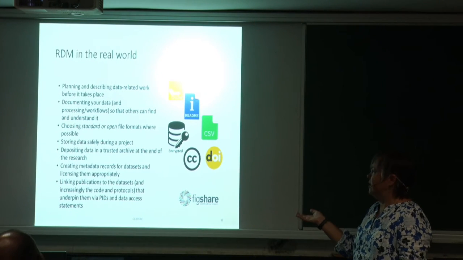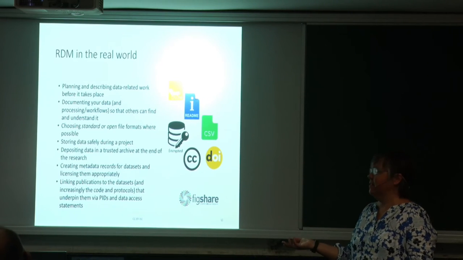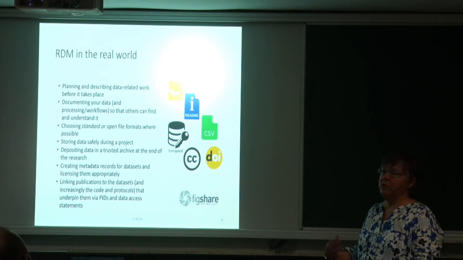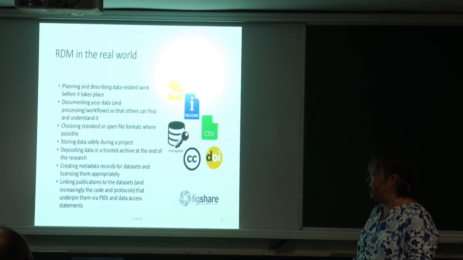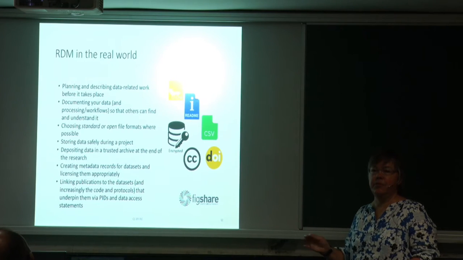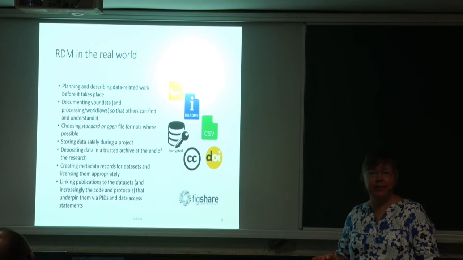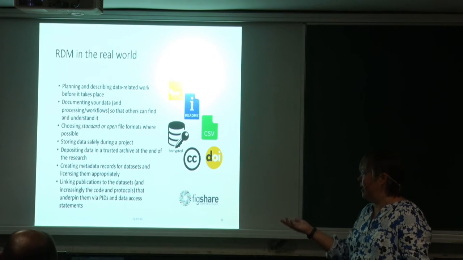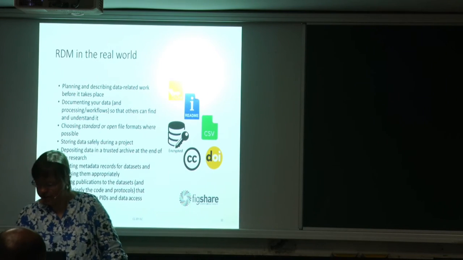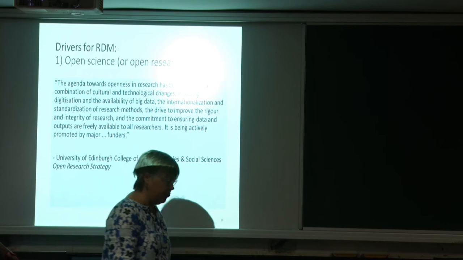Depositing data in a trusted archive at the end of the research, creating metadata records for the data sets, and then licensing them appropriately, linking the publications to the data sets, and also the code, as we'll talk about, any protocols. So increasingly underpinning all of these things with PIDs, persistent identifiers, or PIDs, if you really want to be geeky, and maybe data access statements as well. So there's quite a lot to it, especially as we get more interconnected and standardized and all doing things the same way.